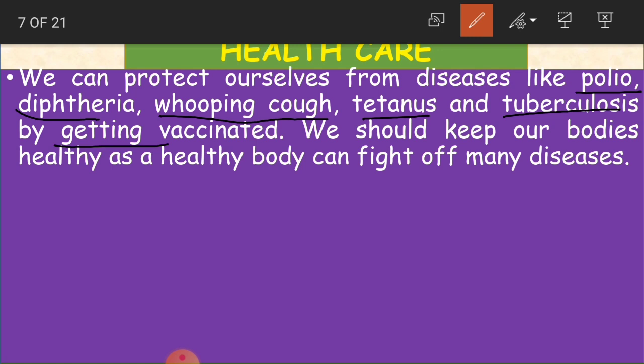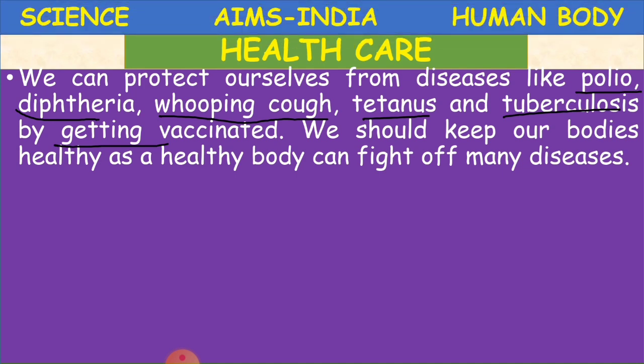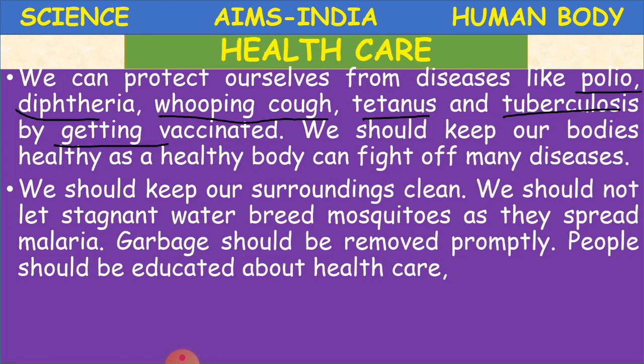How do we do that, children? By taking a proper balanced diet and also by doing some physical exercises, our body becomes strong and healthy so that we can fight off many diseases. Yes, we should keep our surroundings clean. We should not let stagnant water breed mosquitoes as they spread malaria.